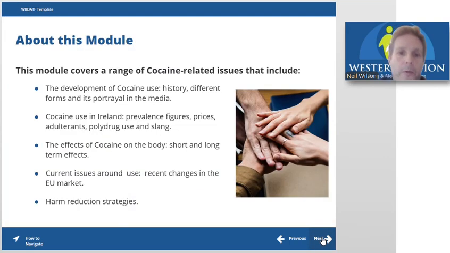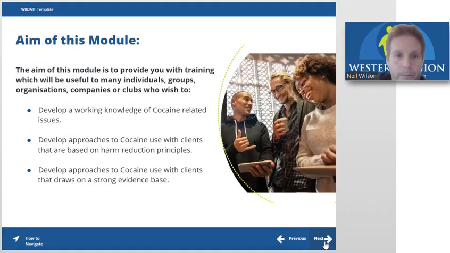In this module, we hope to be looking at a number of different areas, including looking at the history of cocaine, its different forms it comes in, portrayal in the media, etc. We'll also be looking at some of the data, particularly in relation to Ireland, its effects on the body, both short and long term, and recent changes in the European cocaine market. We'll also be considering harm reduction strategies.